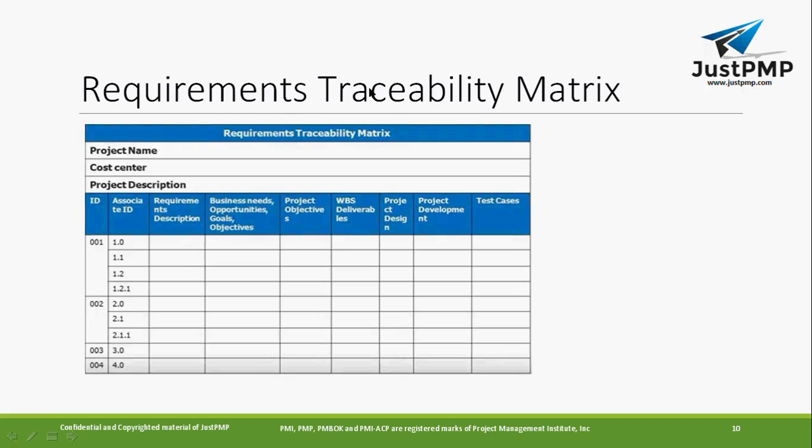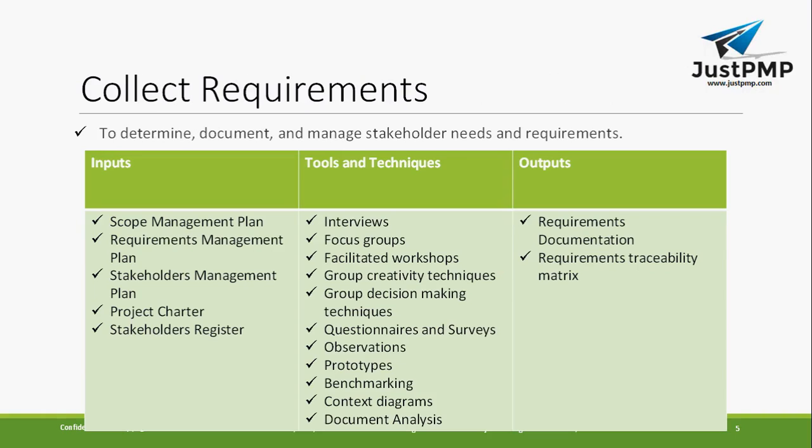So each and every requirement you can document in such a way that you can track it. That's a part of your requirement traceability matrix. It's just an Excel file or something that you can track each and every requirement with. So this is called a requirement traceability matrix, and this is the output of collect requirement. So I will come to this slide.